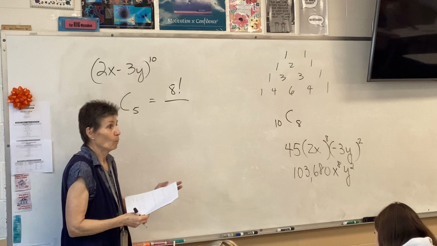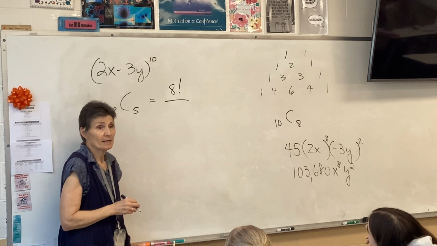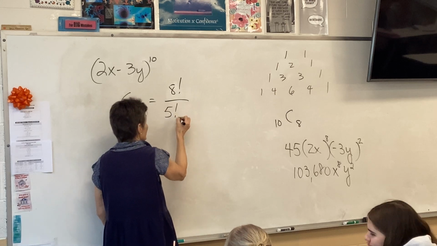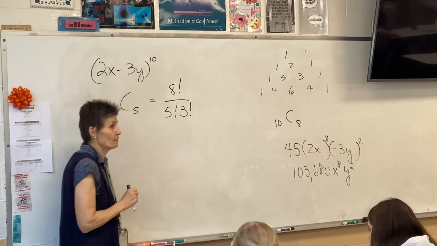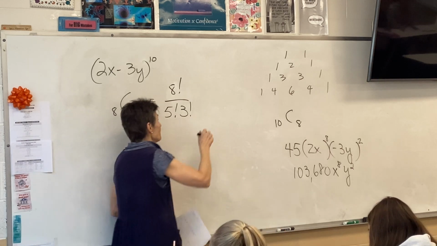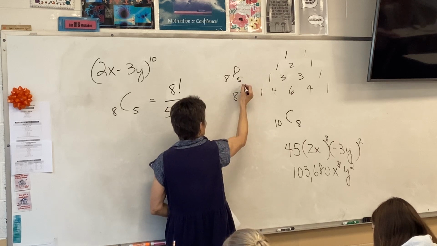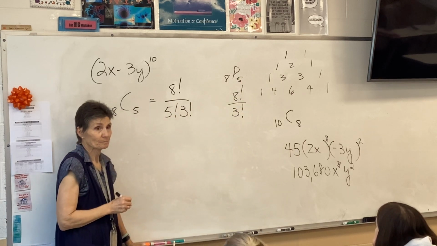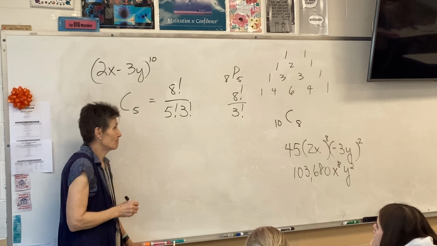All right, now what do I put in the denominator of a C? 5 factorial and 3 factorial. They both go in the bottom. If this had been a P, then it would be just 8 factorial over 3 factorial, right? Okay, well this is what we got.